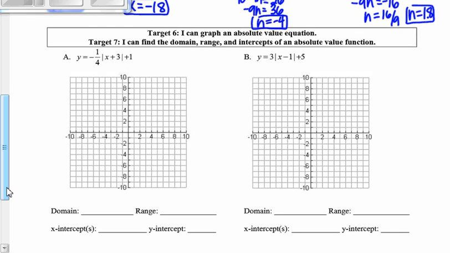Moving on to target 6 and 7, we're going to find their M, H, and V.